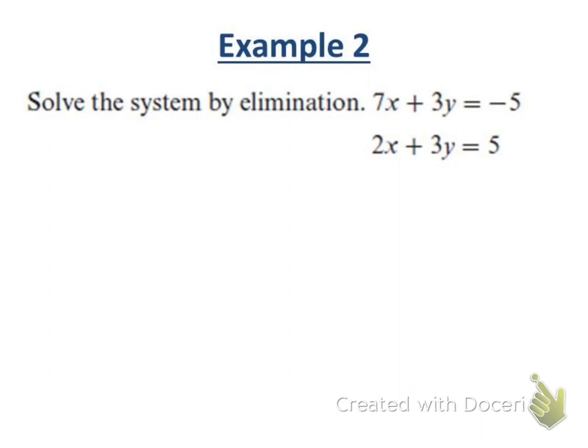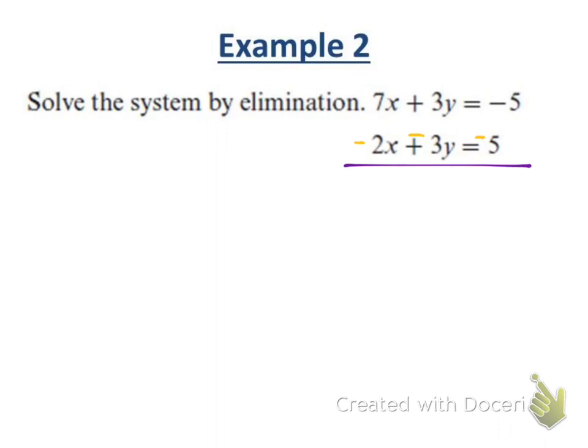Okay. Do we have opposites here? We don't have any opposite coefficients. What's the easiest way to get opposite coefficients? Change all the signs in one of the equations. All right, let's change the signs in the second equation. Let's make that -2x, -3y, and -5, which is the same thing as doing what? We just multiplied by -1, right?